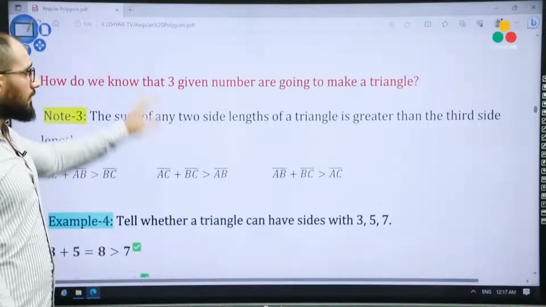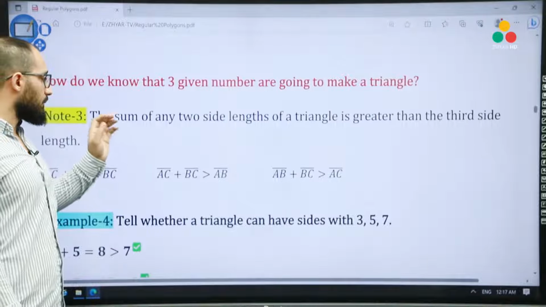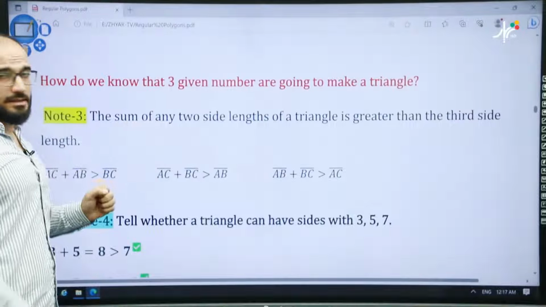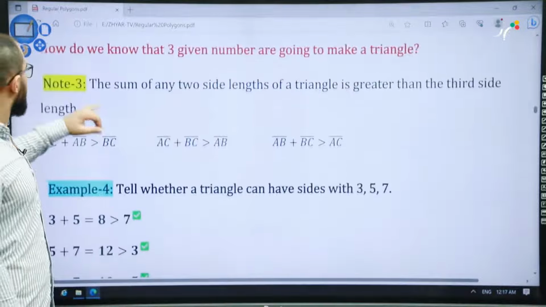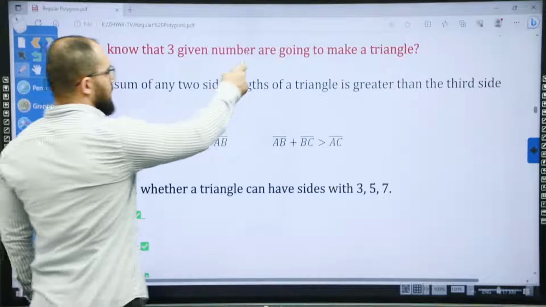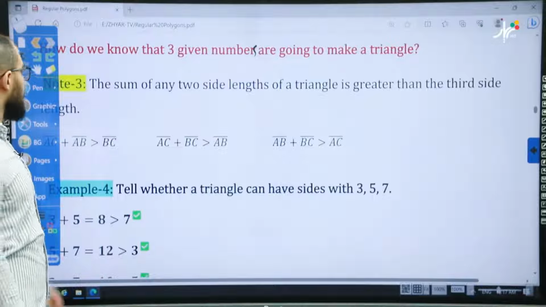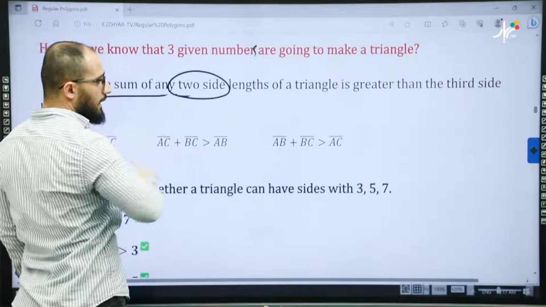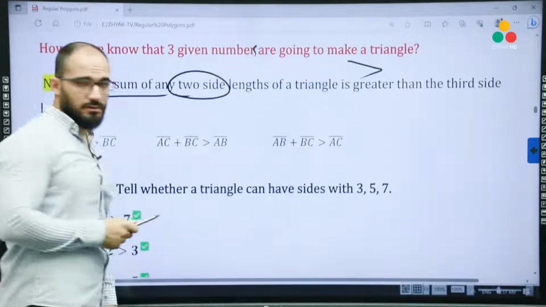This is the first part of the question. In the beginning I told you the first type of the question is ordering the sides and the angles from least to greatest or greatest to least. The second type is applying the triangle inequality theorem. How do we know that three given numbers, as sides here, are going to make a triangle? The theorem is: the sum of any two side lengths of a triangle is greater than the third side. So what does it mean?